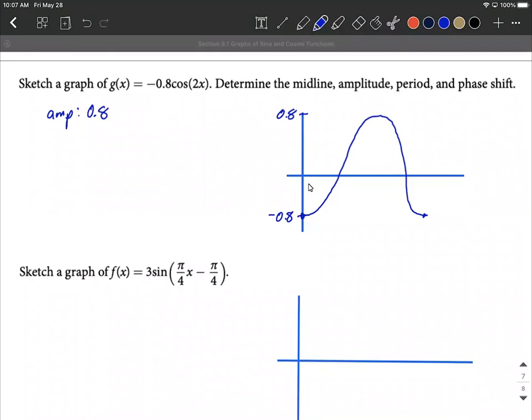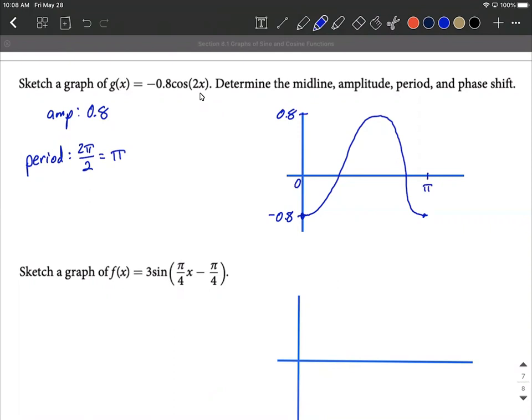The last thing we want to label on this is the values on the x-axis where we have key points. So remember, the period is computed to be the original period for cosine, which is normally 2 pi, but then we divide by that multiple on the inside here. So that's 2 on the inside. The period in this case is going to be 2 pi over 2, which reduces down to pi. So again, we'll label, we start at 0, we end at pi.